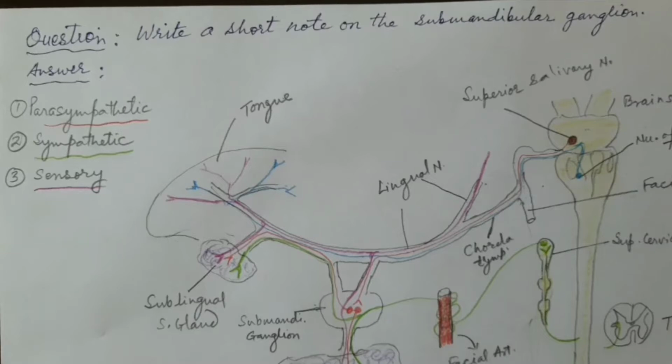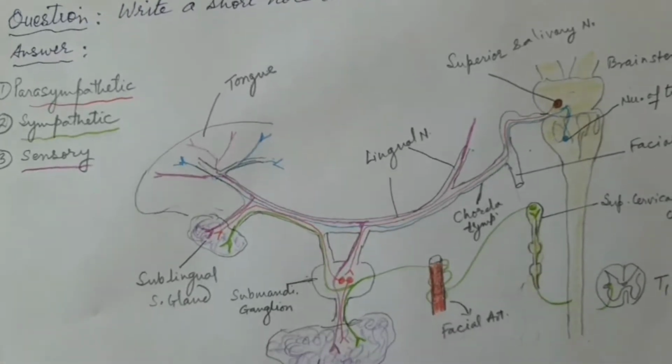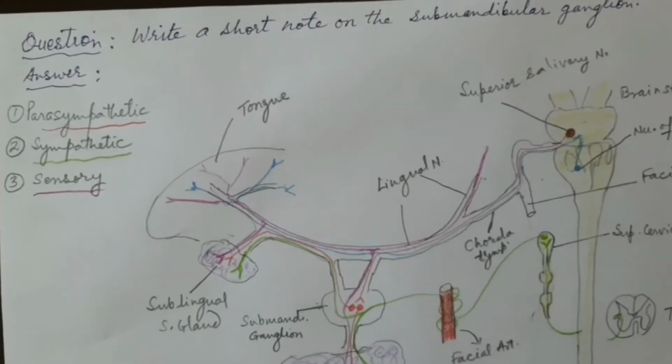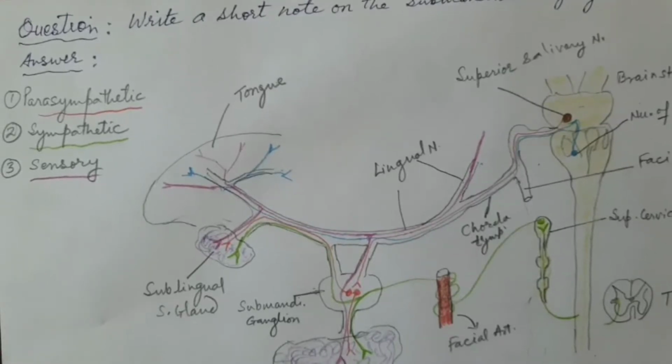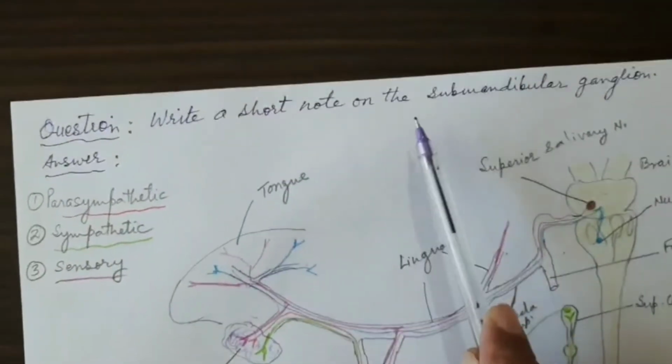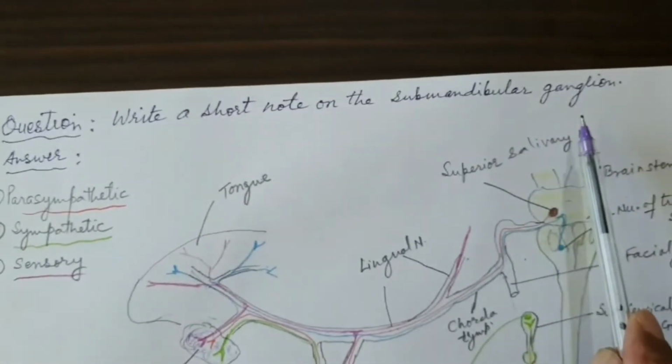Welcome back, students. In the last video I promised you that I will tell you the connections, or the nerve supply of the submandibular and sublingual gland in great detail. What are the various fibers and how are they coming and supplying this gland, through the submandibular ganglion or otherwise. So this is a short note on the submandibular ganglion.